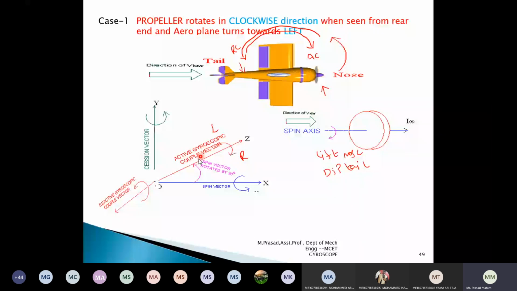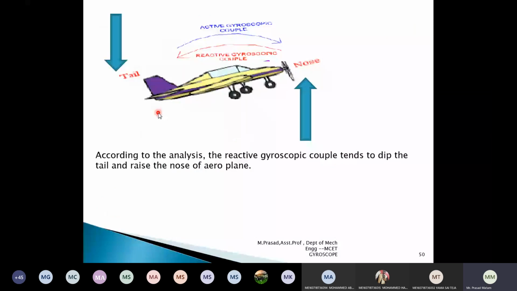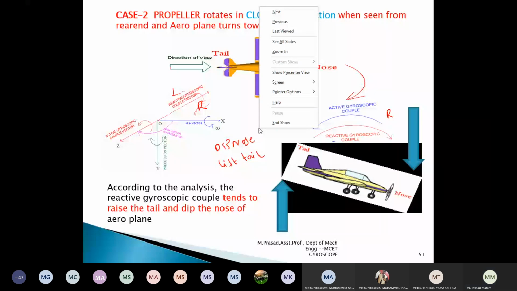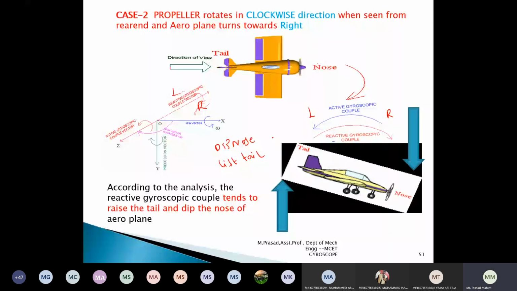If you come here, it is taking a right turn. Means it is rotating like this. I will show you with the help of the pen. So this is my right turn. Whenever it is taking a right turn, this is my pressure vector. This is coming downwards. This standard is fixed, the notation of the pressure vector.